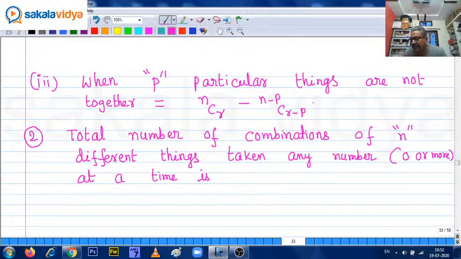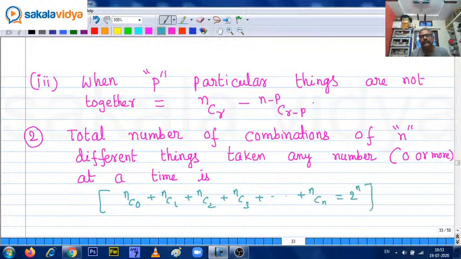So what will be this concept? Total number of combinations of n different things taken any number means 0 or more at a time. For example, you can select 0, NC0, or NC1, or NC2, NC3, NC4, even NCN. So total combinations we need to find: NC0 plus NC1 plus NC2 plus NC3 and so on up to NCN. From the binomial theorem we know this is 2 power n. This is the hint.